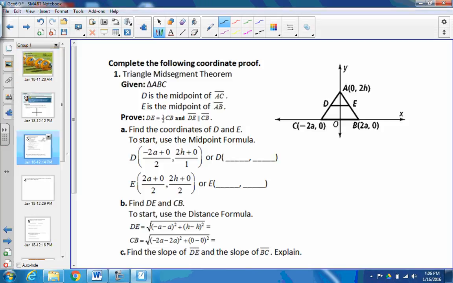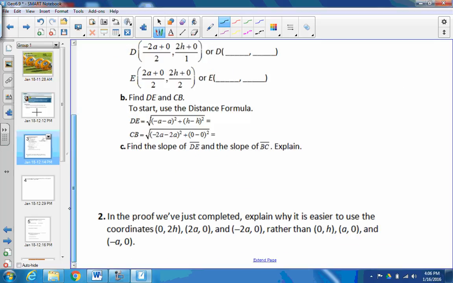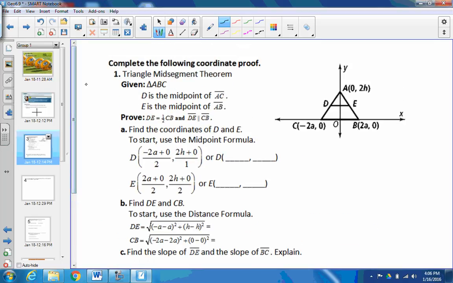So we're going to start you off with a proof. This is a fill-in-the-blank proof. If you can try it on your own, I'd like you to try it first. If you want to pause it, then we're going to go on. It's the triangle midsegment theorem. So this is a theorem that we've already used. We're going to prove it.